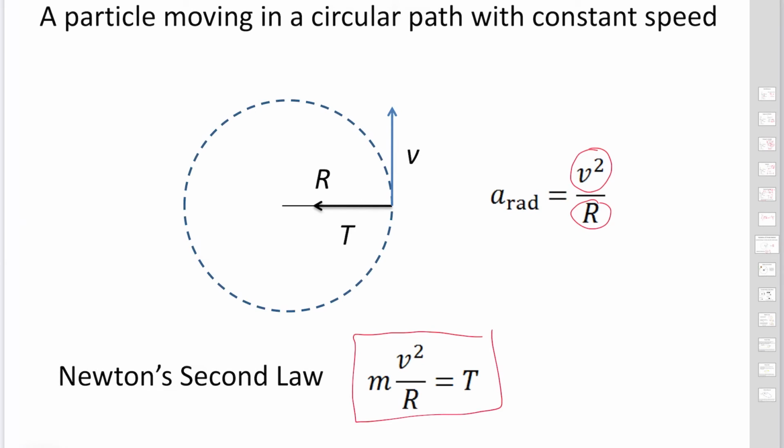a string is attached to the object or the particle, and the particle is making a circular motion. So this is the tension force.